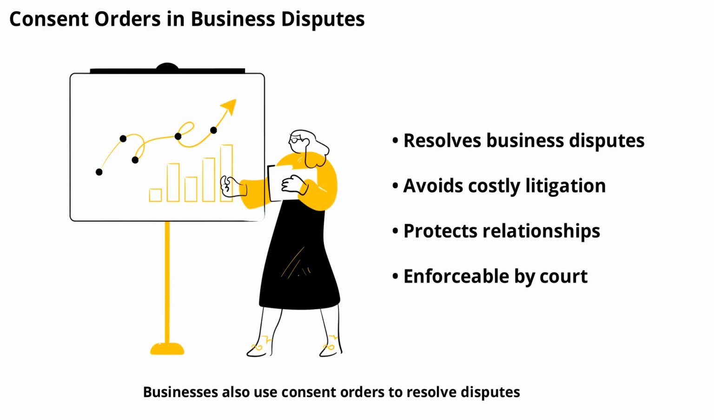Businesses also use consent orders to resolve disputes, such as contract disagreements or partnership dissolutions. By negotiating terms and submitting them for court approval, companies can avoid the uncertainty and expense of litigation. Consent orders provide a clear, enforceable resolution that both parties have agreed to, which can help preserve business relationships and protect reputations. This method is particularly valuable when ongoing cooperation between the parties is important.